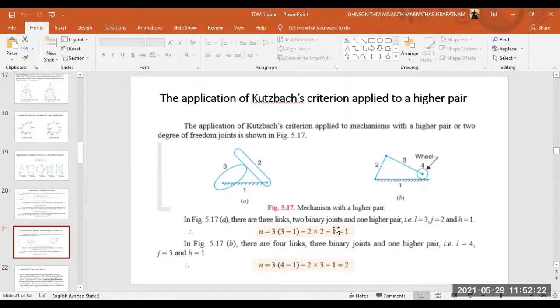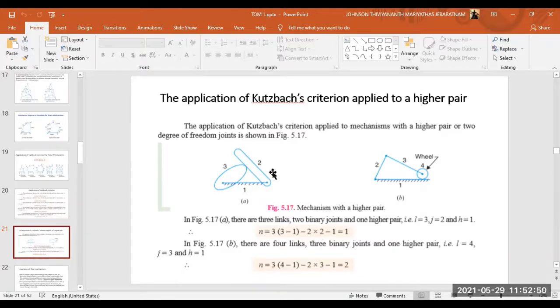So now when you solve it, 3 minus 1 is 2, 3 into 2 is 6, minus 2 into 2 is 4, 6 minus 4 is 2, 2 minus 1 equals 1, right? So when this higher pair is coming into action, this will not be considered as a binary pair, right? So that's why here I used binary joints as 2.